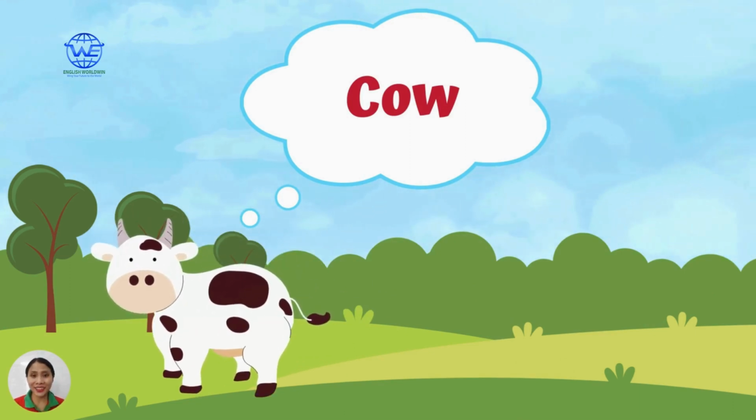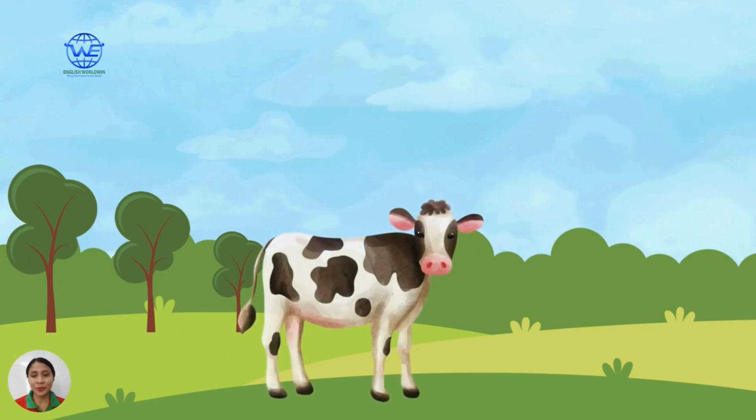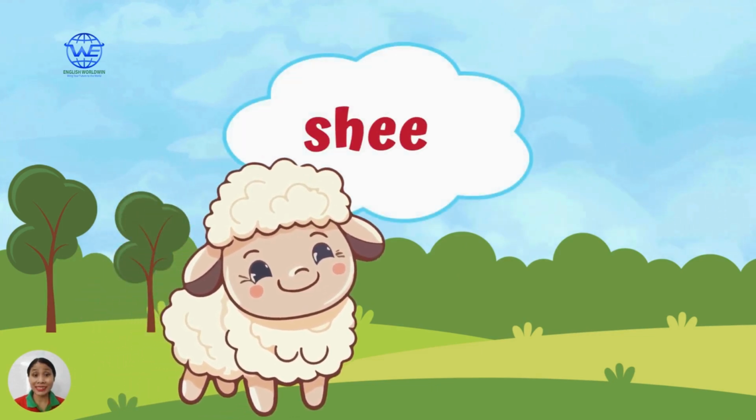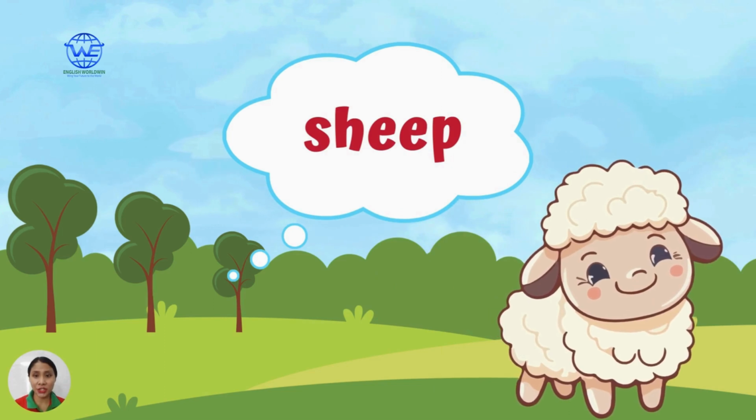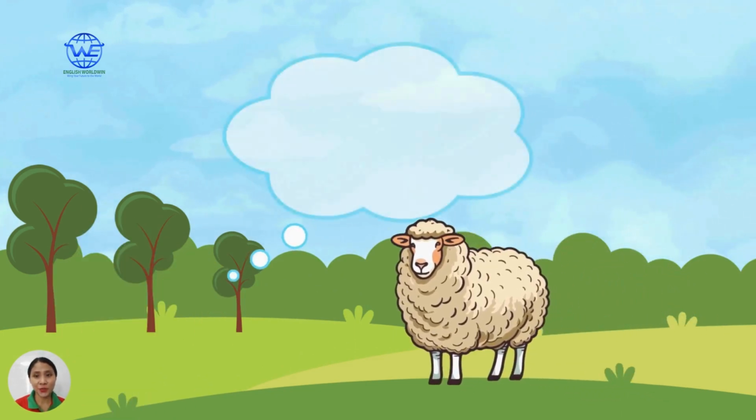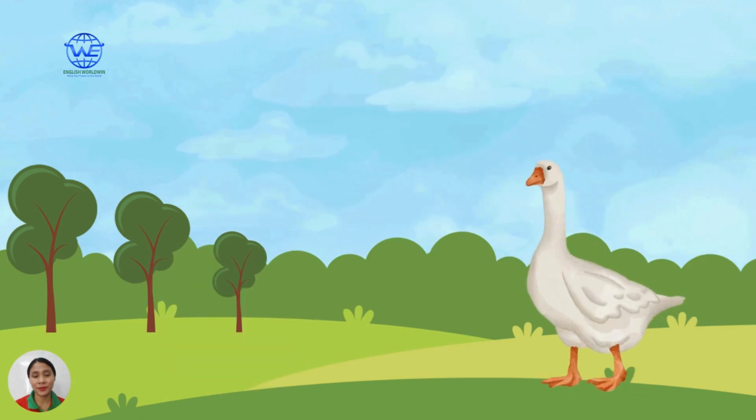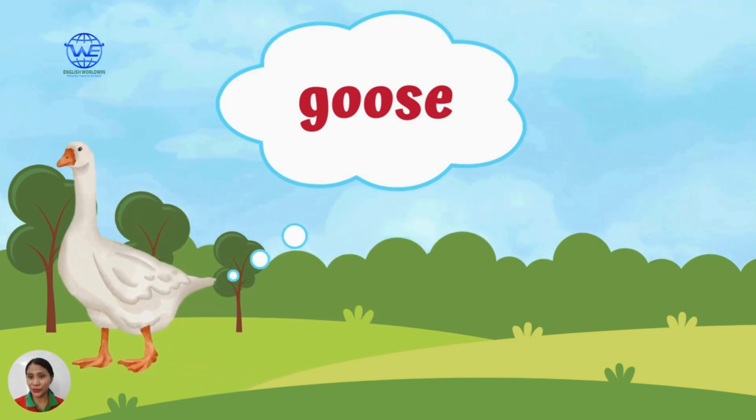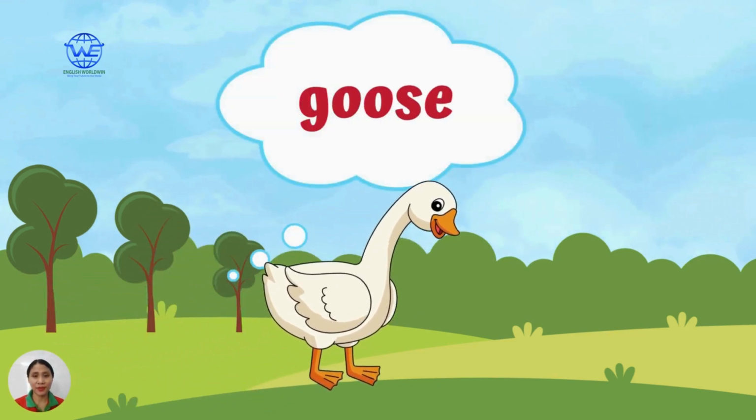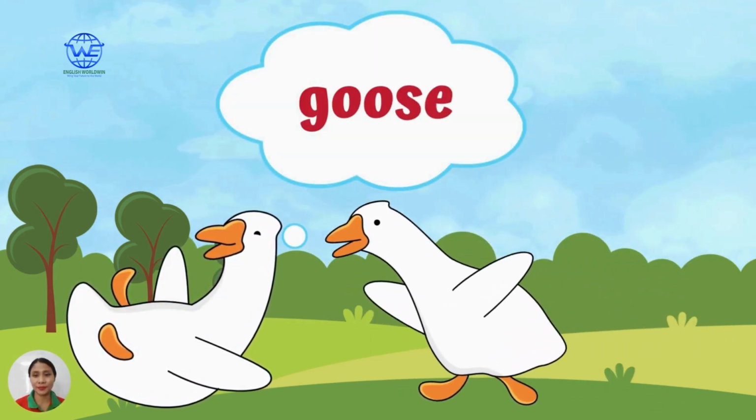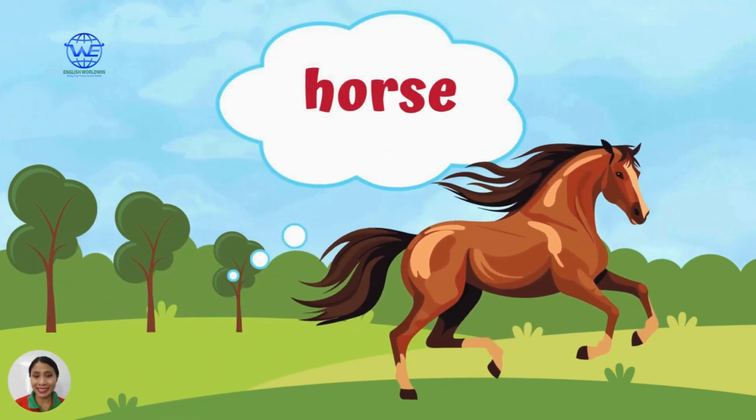This is a cow. Cow. This is a sheep. Sheep. This is a goose. This is a horse.